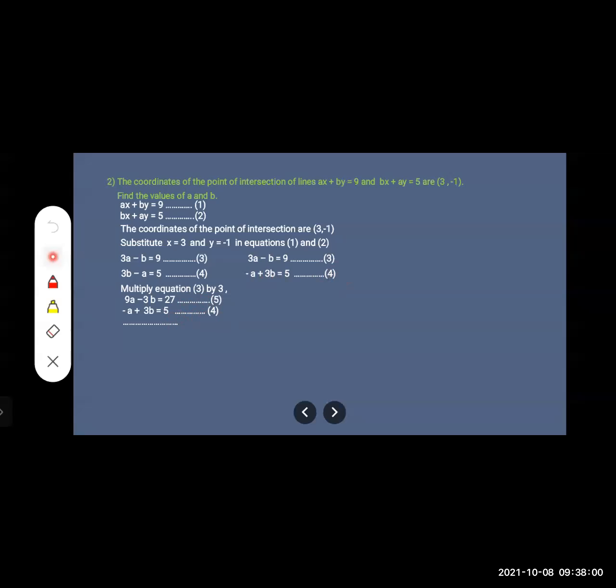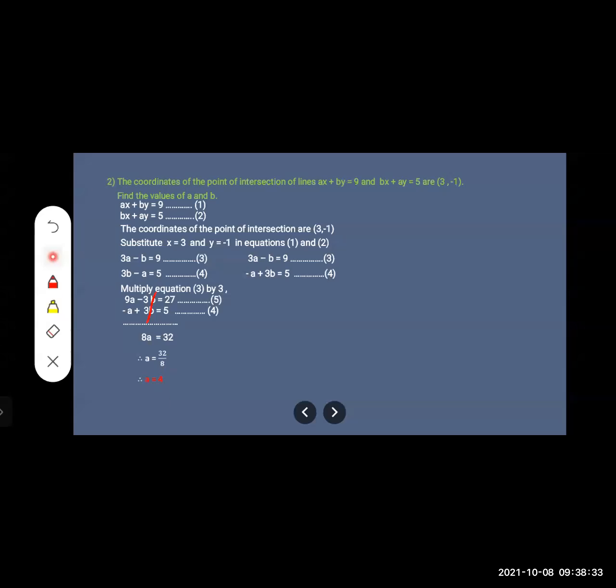Now what I have to do? Just add these two. So what you will get? These two get cancelled. So you will get over here 9a, 1a goes means how much? 8a. 27, 5 goes means how much? 32. So what is the a answer? a equal to 32. This 8, you bring it to the other side, it will come in the denominator. So a equal to 32 upon 8. So you will get the answer as a equal to 4.